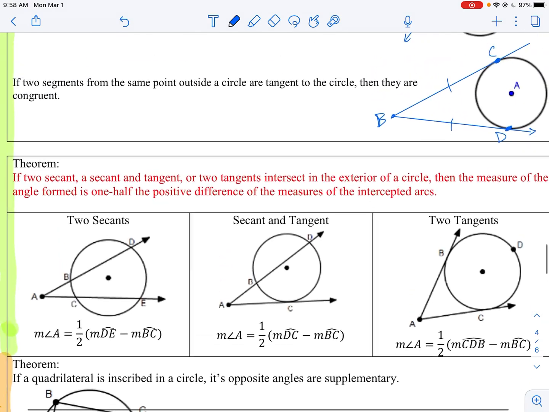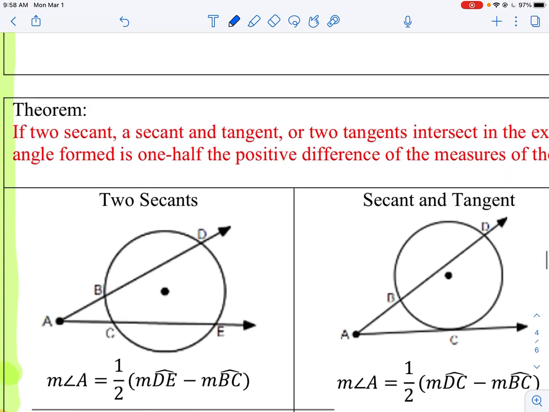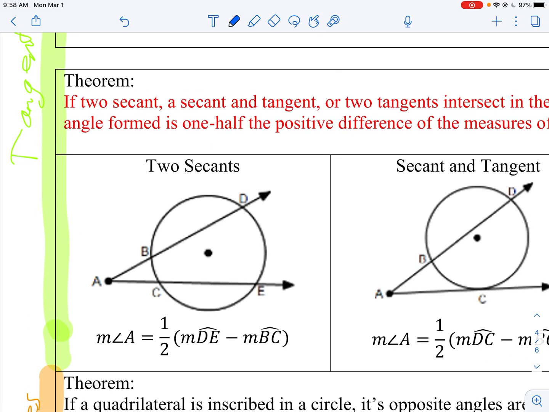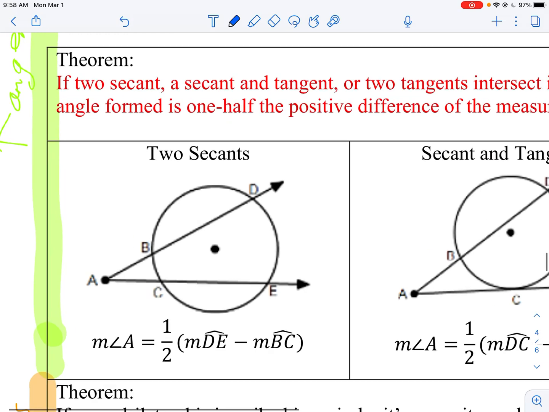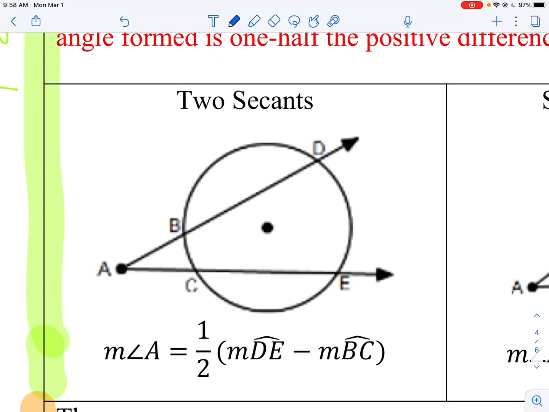And then you have these three statements here. So remember, a tangent comes and hits once. A secant is just a line that comes through and hits the circle twice. But if you have two secants coming off the same vertex here, you can find this angle measurement by taking this arc measure and this arc measure and subtracting them, and then times it by half, or cut it in half. And the same is true for the other setups here.